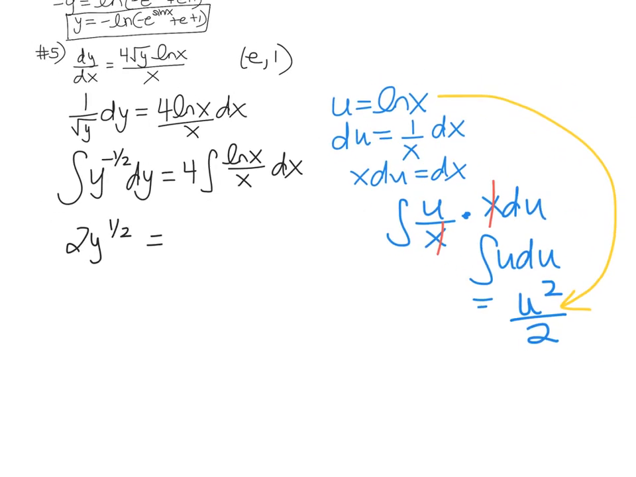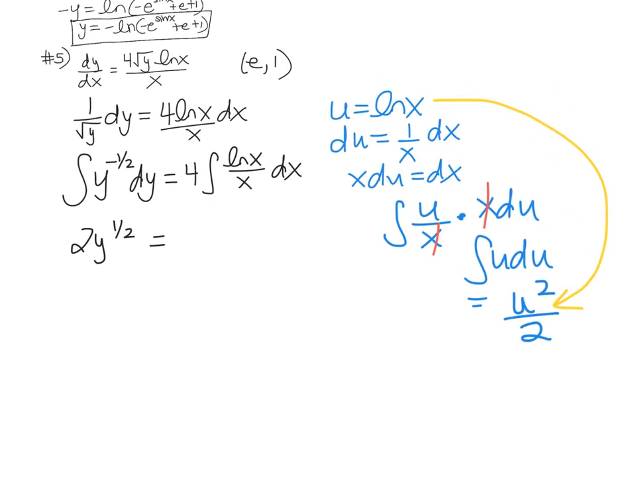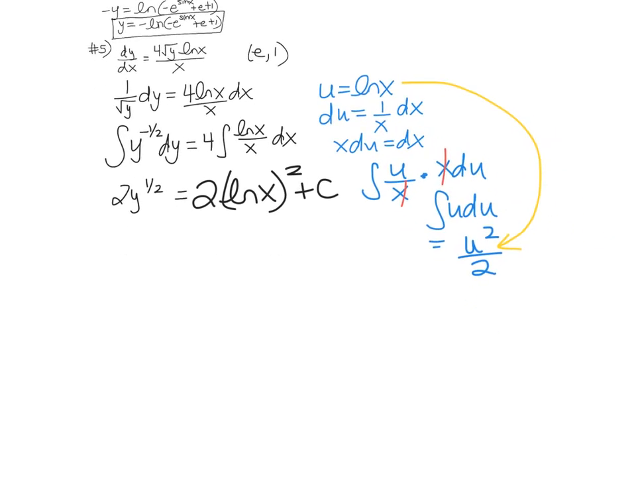And so over here we get 4 times u squared over 2, which is 2 natural log of x squared plus c. Now if you don't trust yourself, you can take the derivative of this. The derivative would be chain rule. You bring the 2 down, that makes 4, leaving the inside alone. And then what's the derivative of natural log of x? 1 over x. That's how they get 4 natural log of x over x. Okay?